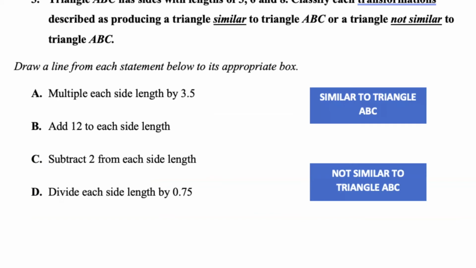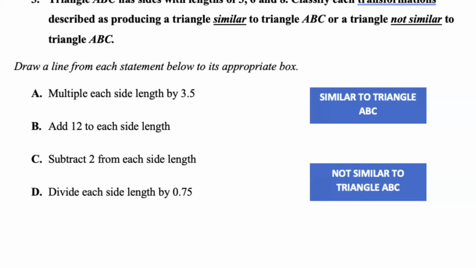Okay, this is why I tell you to read directions. Triangle ABC has side lengths of 3, 6, and 8. Classify each transformation described as producing a triangle similar to ABC or a triangle not similar to ABC. Some of you ignored everything else and just circled one answer. This was not what it said. It said, draw a line from each statement below to its appropriate box. So, some of you decided not to draw lines. You just circled an answer, and that's not going to be right. So, let's draw a line.